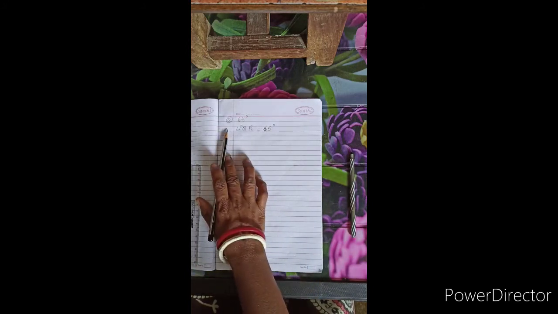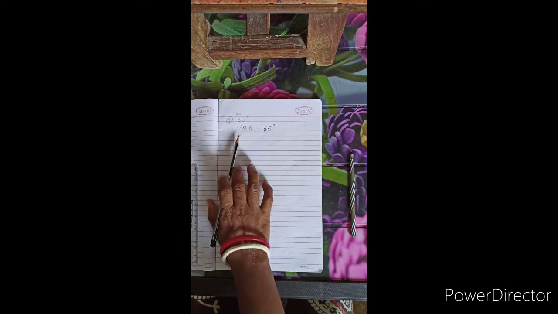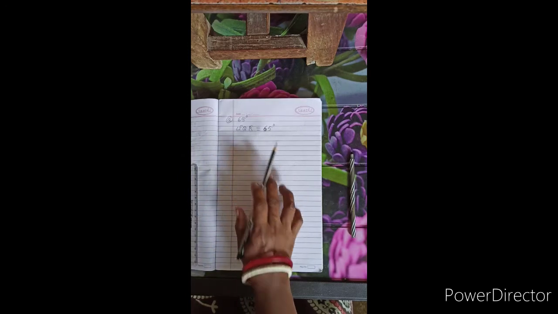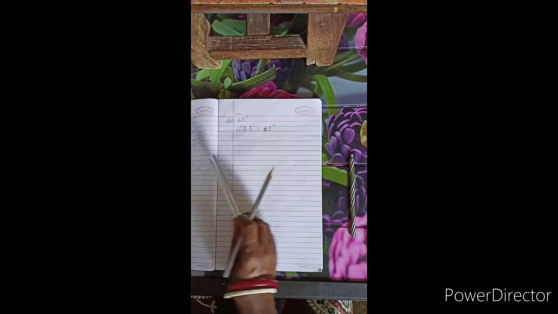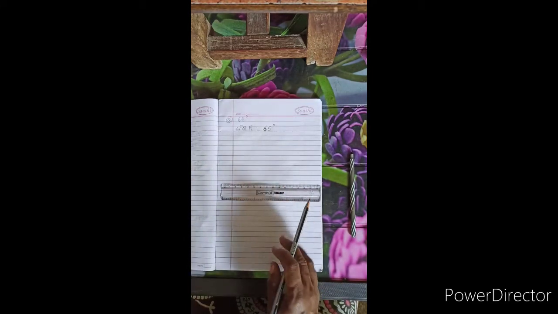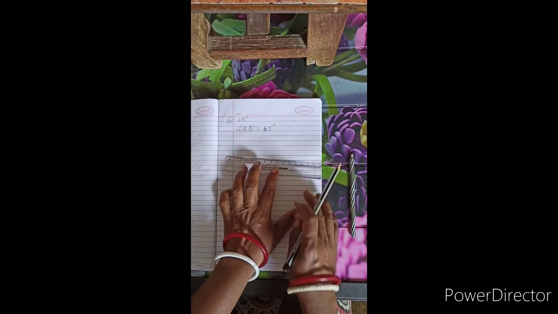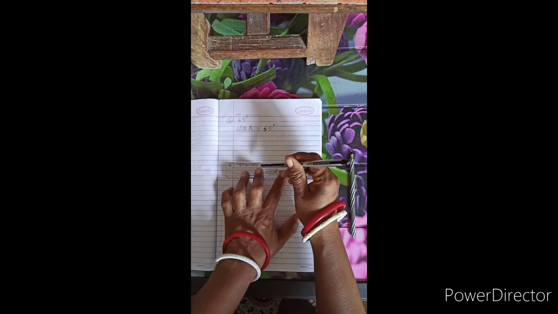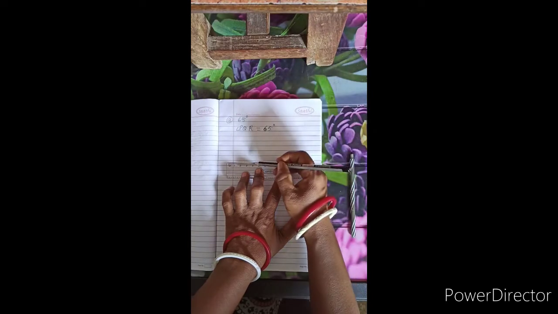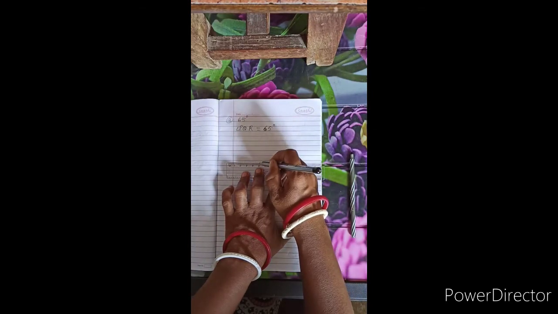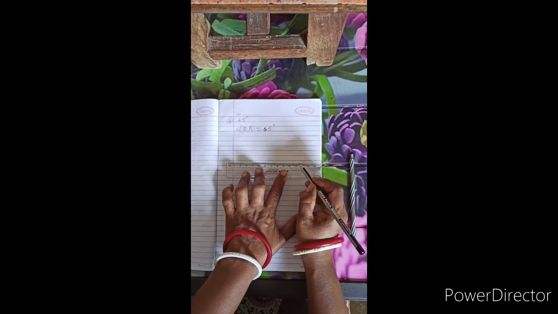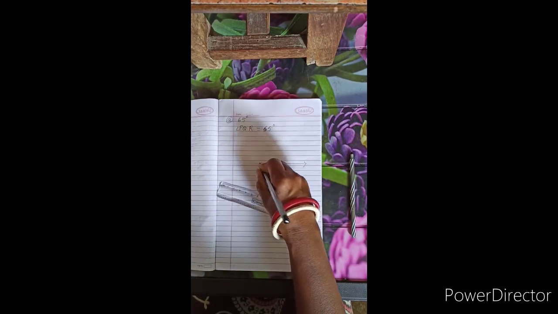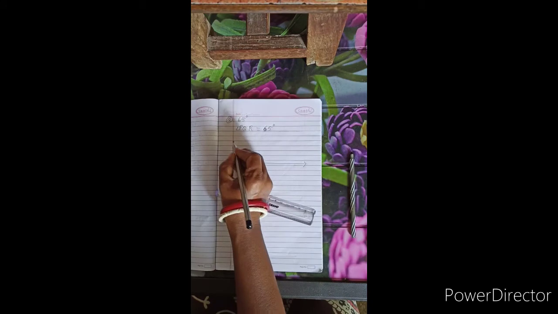Now second example, 65 degree. I have named it as angle PQR equal to 65 degree. So in the same manner as the previous angle we have drawn, first draw a base ray facing to the right.